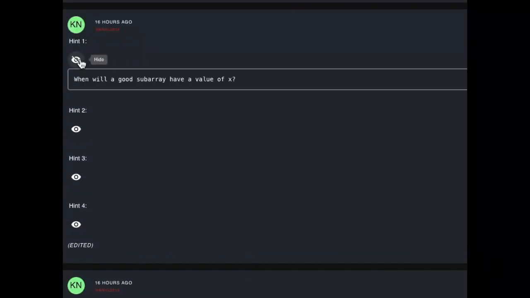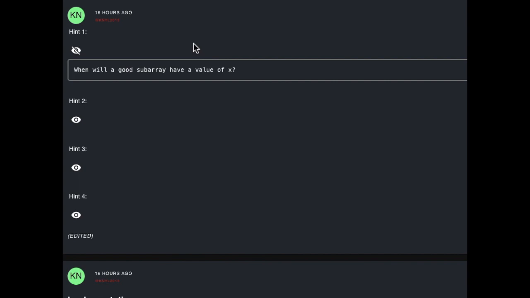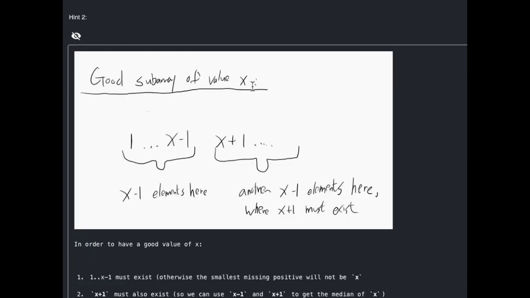So let's take a look at it first. Let's think about when a good subarray will have the value of x. For a good subarray of value x, first, x must not exist in that subarray because we want the smallest missing positive to be x. So if x is inside that subarray, then it will not have the good value of x. So what other ways can we achieve the good value of x? Well, we can do something like this. If we somehow manage to put x minus 1 and x plus 1 in the middle, then we will take the average and we'll get the value of x.